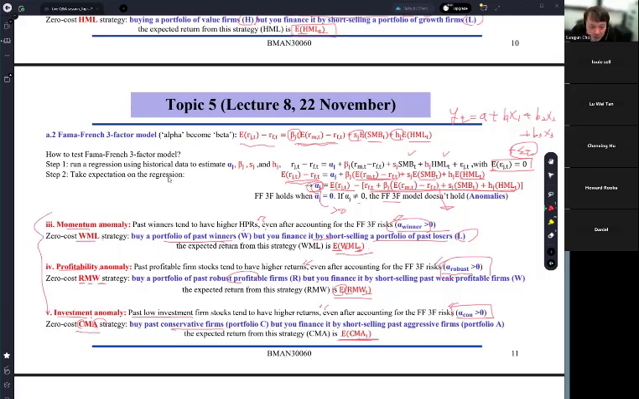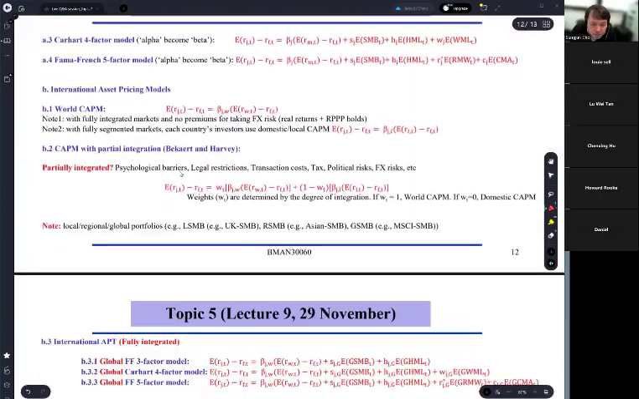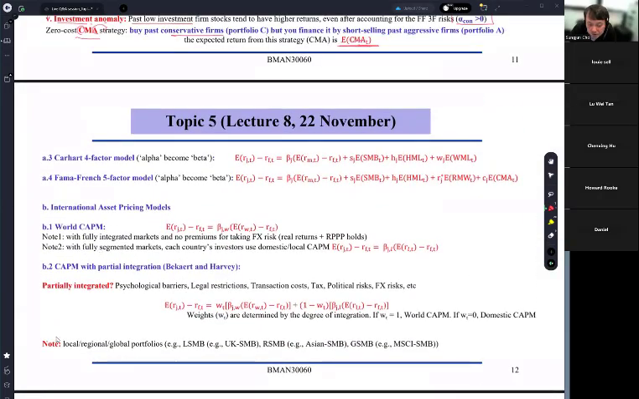We find three anomalies in terms of the Fama-French three-factor model. We're going to add these anomalies as factors for the next asset pricing model. The first one is the Carhart four-factor model. So alpha in terms of the Fama-French three-factor model now becomes beta, meaning a factor in a new asset pricing model.